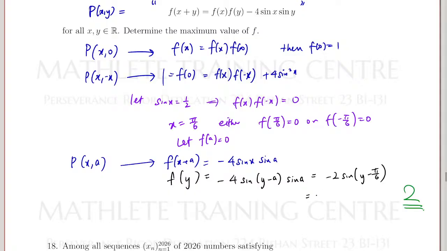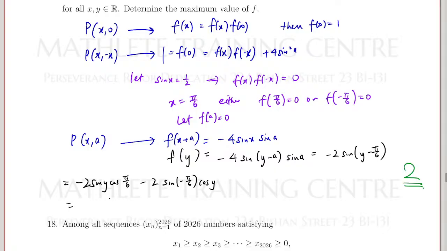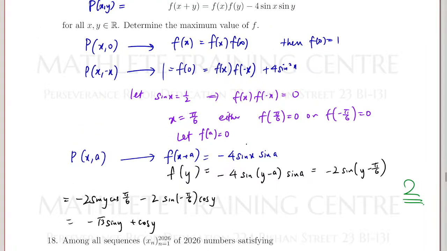Let me write somewhere on the left. Minus 2 sine y cosine of pi over 6, right? Minus 2 sine of negative pi over 6 cosine y. So this is going to be negative square root 3 sine y and then cosine y, right? Okay, so you take this one, you substitute back into the original equation, check whether it's true.